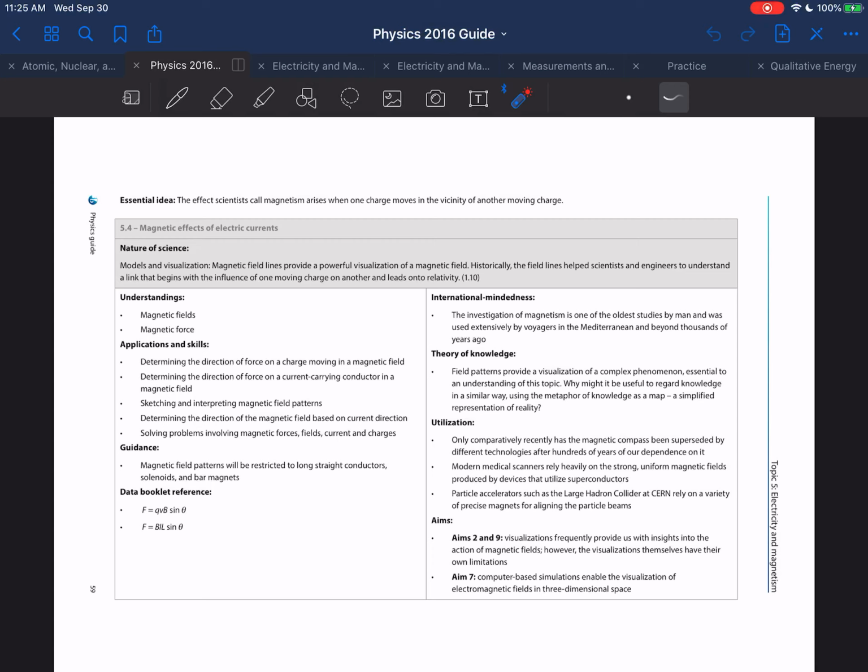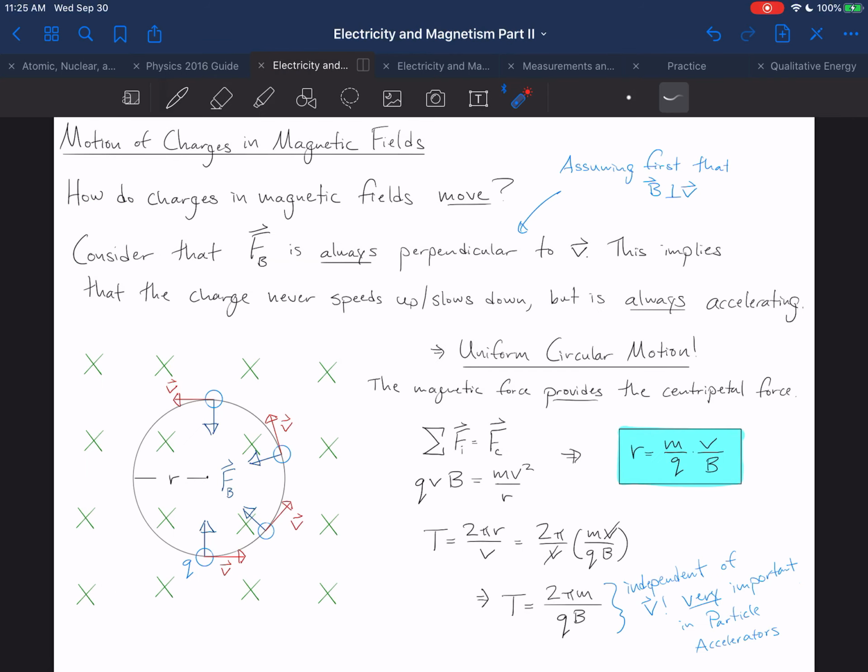Hello everyone! In this video we will continue to examine topic 5.4, the magnetic effects of electric currents, and in particular we will begin to discuss the motion of charges in magnetic fields. Now that we've defined the magnetic force on a moving charge, we can begin to ask the following question: how do charges in magnetic fields move? What is the consequence of the magnetic force law?